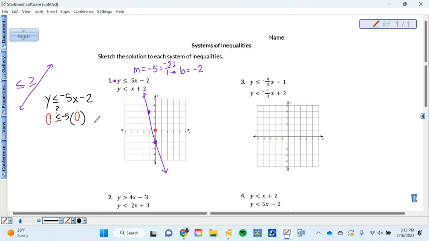And I'm asking the question, is this true or is this false? Is 0 less than -5 times 0 minus 2? What's -5 times 0? And 0 minus 2 is? Is 0 less than -2? No, it's false. So what does that mean for my shading? Shade the side that doesn't have 0. Exactly. I have to shade the side that does not include 0, 0. So that's over here. Okay, we okay on that? Now let's do the other one.